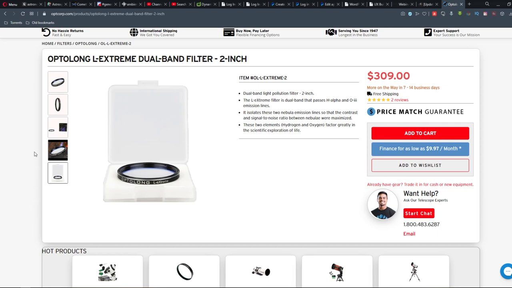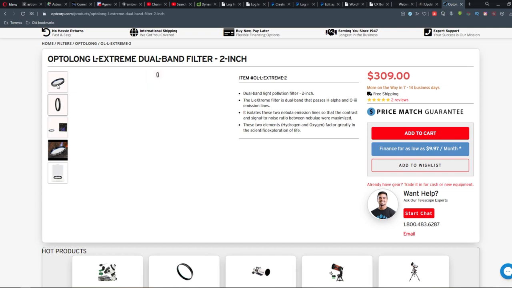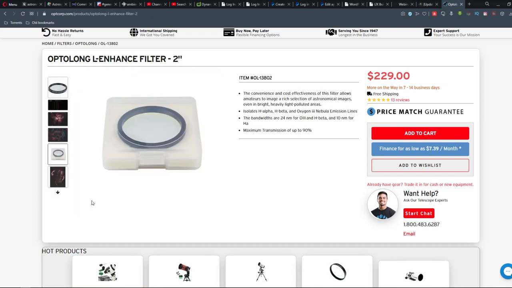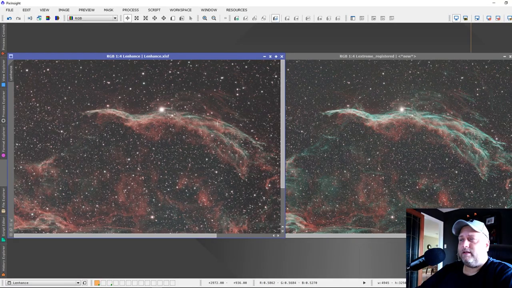The L-eXtreme filter, I believe, runs for about $309 US. And the L-eNhance filter is $229 US. So a little bit of a difference between them in terms of pricing. Not a huge amount, but I think that the L-eXtreme is justified in being the better filter.